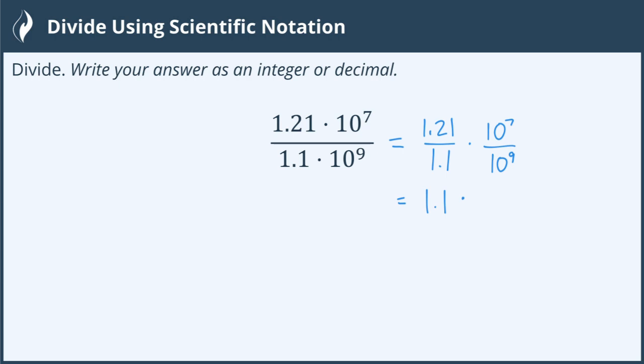Now notice that we have the same base here. Our exponents, we can subtract them. That's from the quotient property. So 7 minus 9 is negative 2. So we end up with 1.1 times 10 to the negative 2.